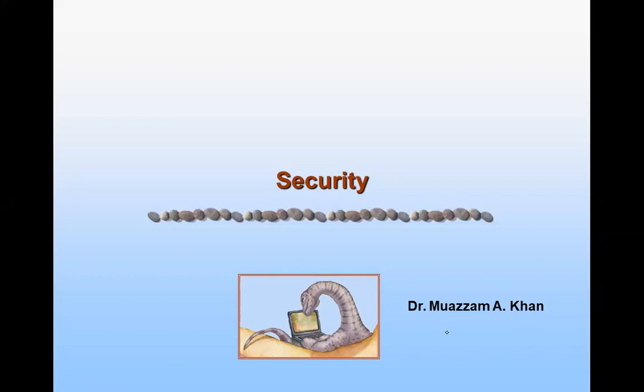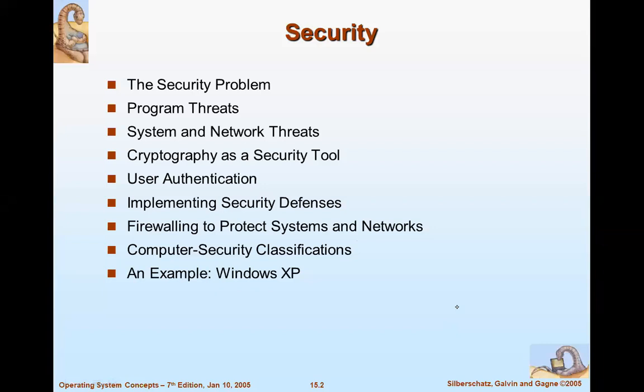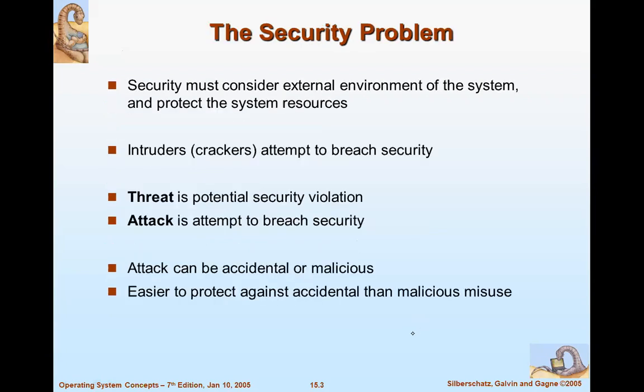So coming back toward these slides, in security, here are the contents of this lecture. What is a security problem, program threats, system and network threats, then onward some tools for security purposes, how to ensure user authentication, and then implementing security defenses, the firewall mechanism, and the computer security classification, and then we will have an example in perspective of Windows operating system. So here is the security problem.